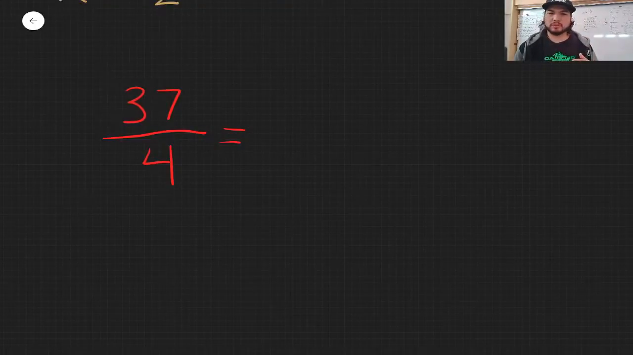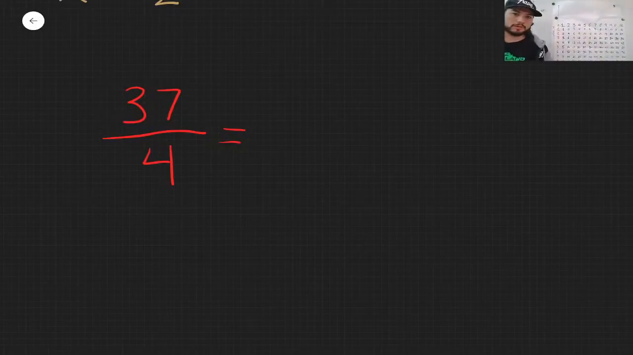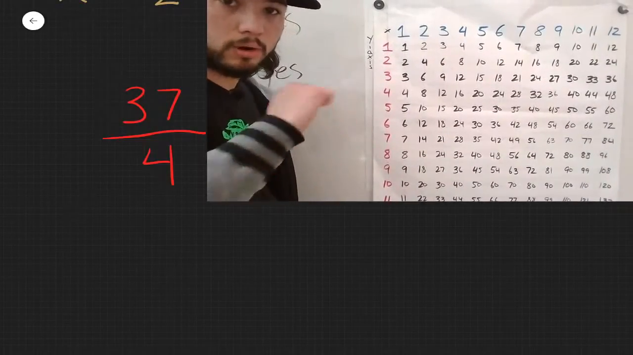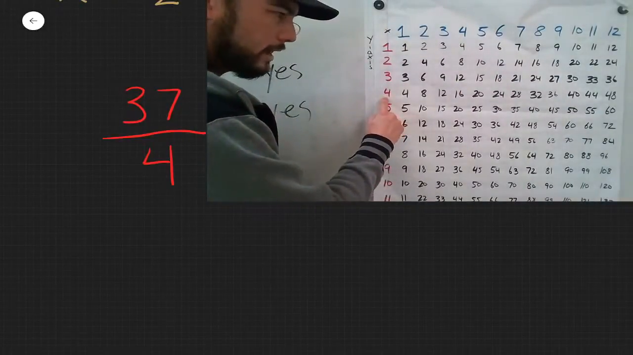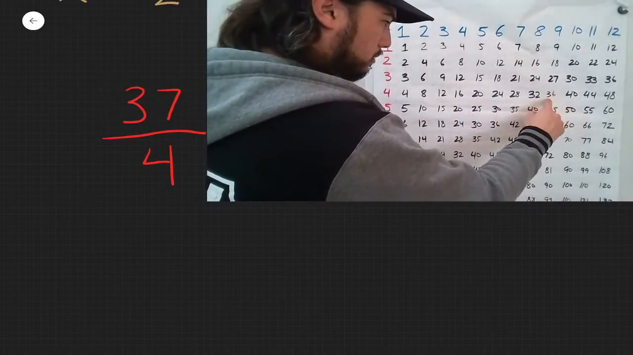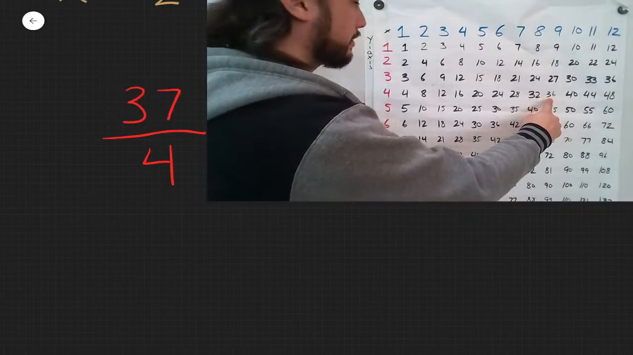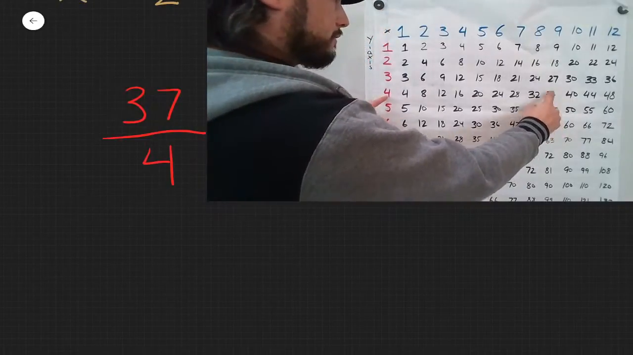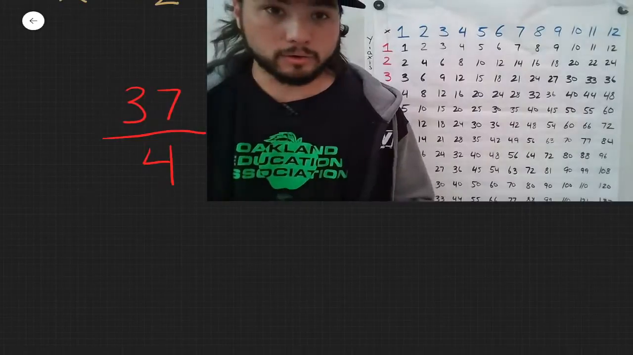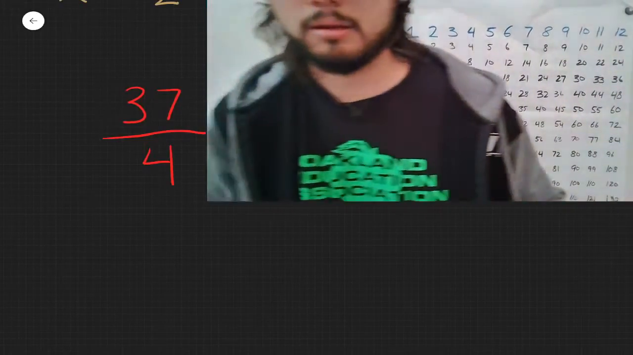I wonder if my multiplication chart would help. Let's go get it. There you are, hello. Let's take a look at our fours and see how many groups of four we can get to without going over. I'll make myself bigger. Let's go to our fours. Where can we get to? How many groups of four fourths? 36 is less than 37, but close. And that's how many groups of four? 9. So I know that 36 fourths is going to be 9 groups of 4 fourths, or 9 whole units.